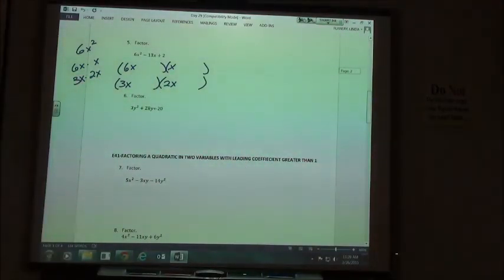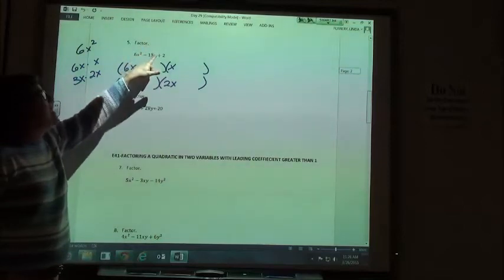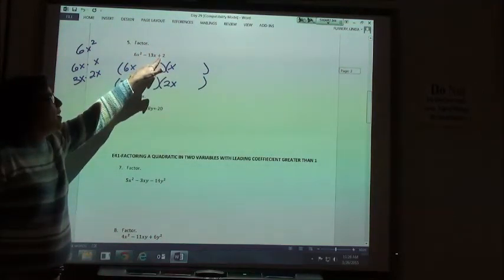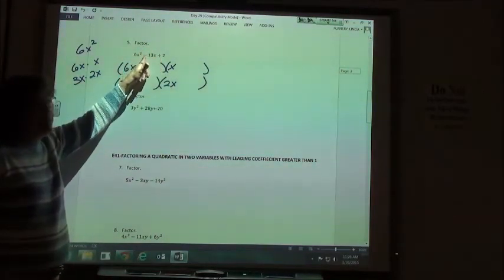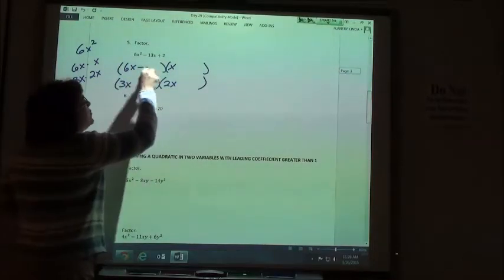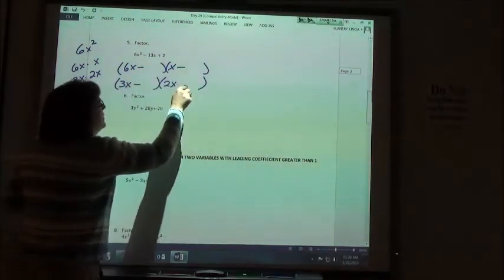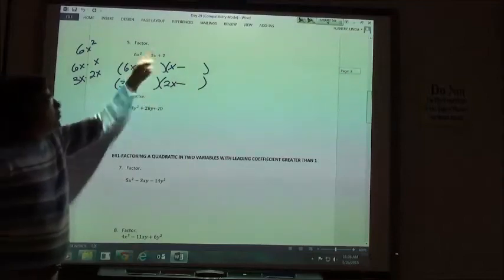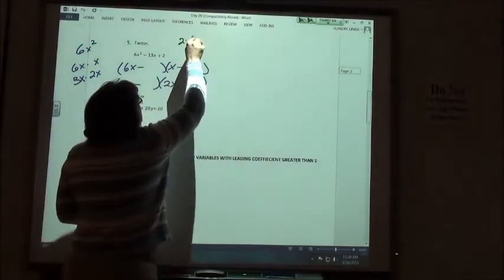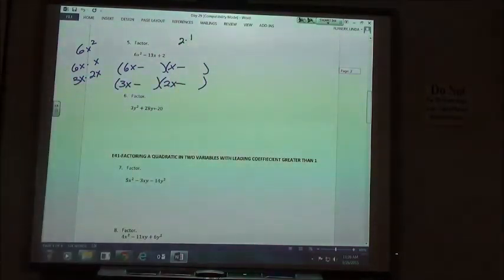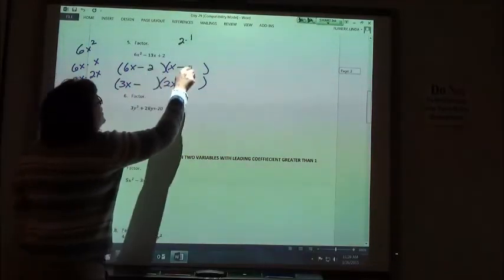My rules for my sign. Again, the end is a positive. If the end is a positive, both signs have to be the same as the middle sign. So in this case, we have a negative and a negative. Factors of 2. Fortunately, there aren't a whole lot of factors for 2. It's either 2 times 1 or 1 times 2, right? So then I'm going to put them in and check.